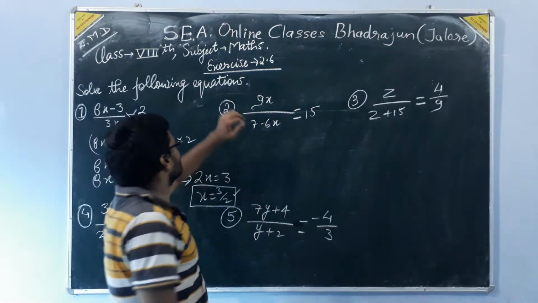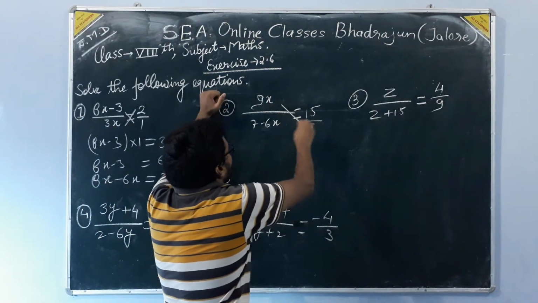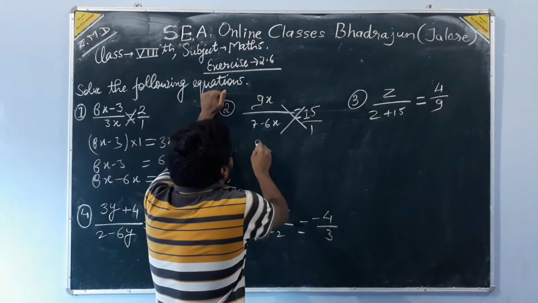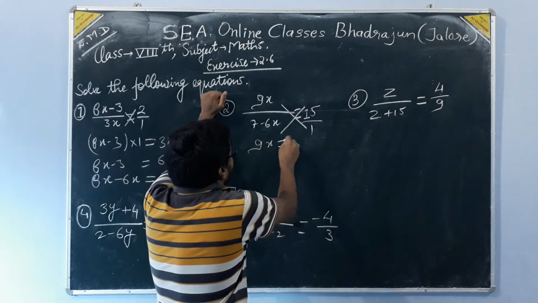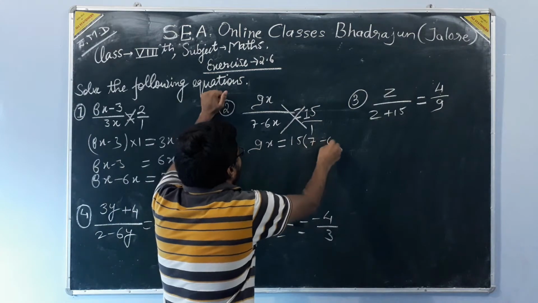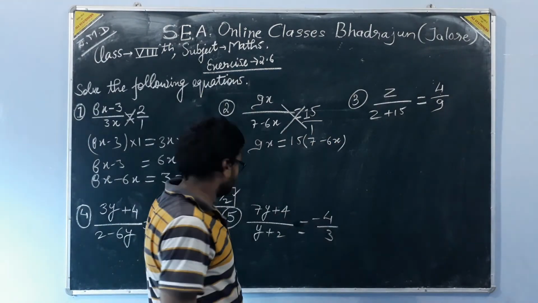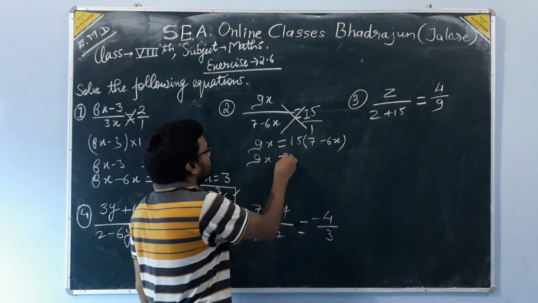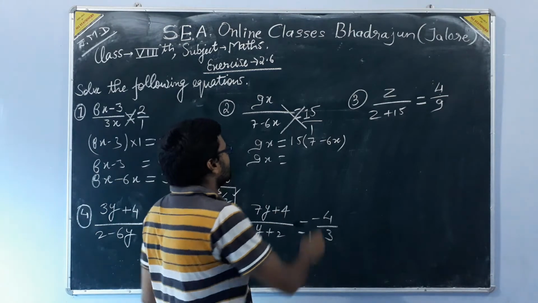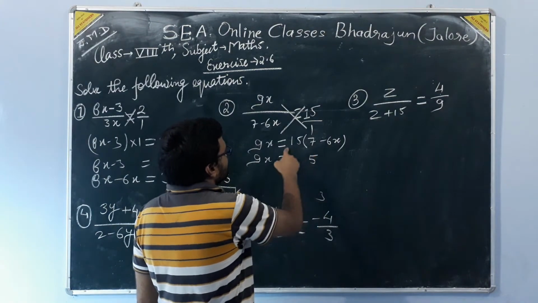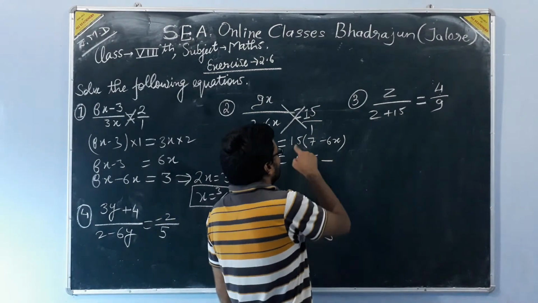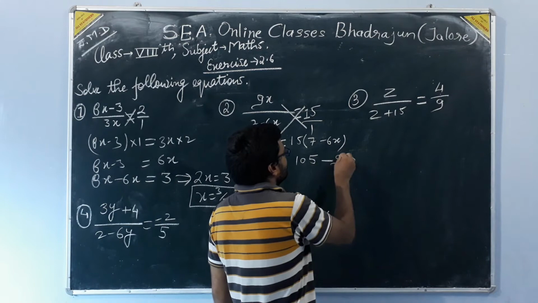Now we will go for question number second. We will cross multiply again. 9x multiplied with 1 is 9x, and (7 minus 6x) multiplied with 15. So this equals 15 multiplied with (7 minus 6x). Now 9x equals 15 multiplied with 7, which is 105, minus 15 times 6x, which is 90x.